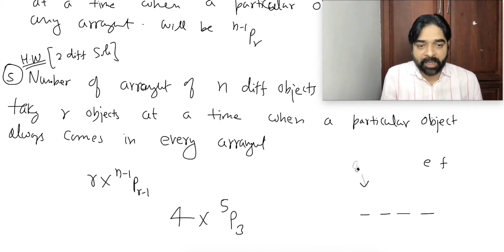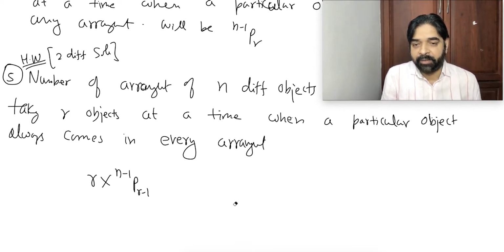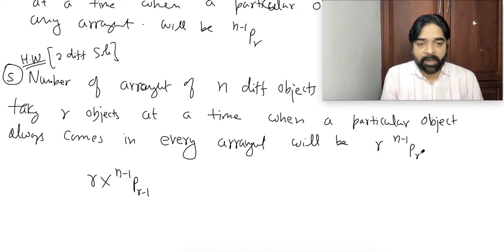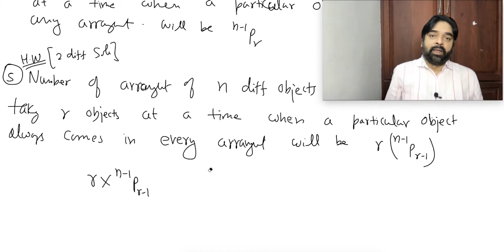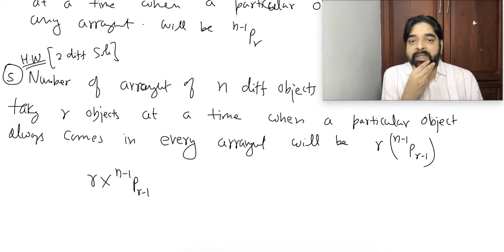I will tell you another method also, don't worry. But for the time being, write it. The answer will be r into n minus 1 P r minus 1. Is it clear?